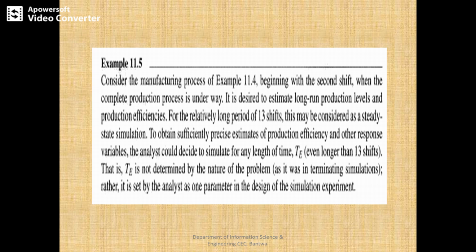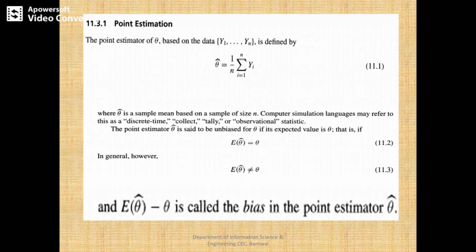Next we are going to concentrate on the absolute measure of performance and its estimation. Here consider the estimation of a performance parameter theta or phi of a simulated system. It is always desired to have a point estimate and an interval estimate of theta or phi. The length of the interval estimate is the measure of the error in the point estimate.